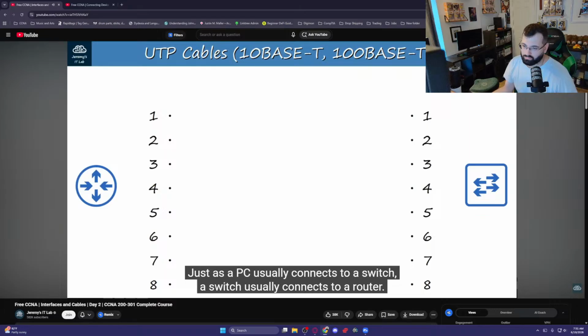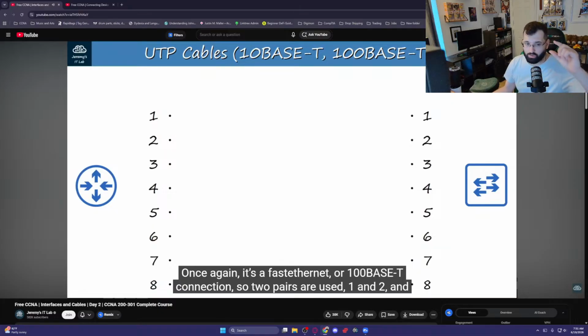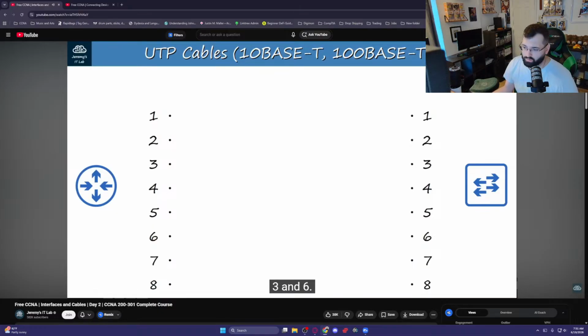Let's change the device on the left from a PC to a router. Just as a PC usually connects to a switch, a switch usually connects to a router. Once again, it's a fast Ethernet or 100 base T connection. Usually two pairs are used, so between the switch and router, pins 1 and 2, and 3 and 6.